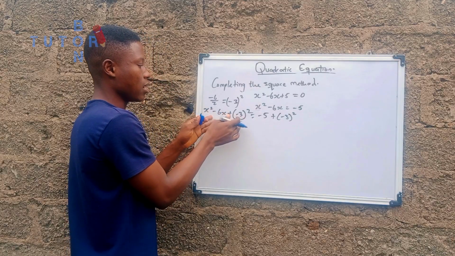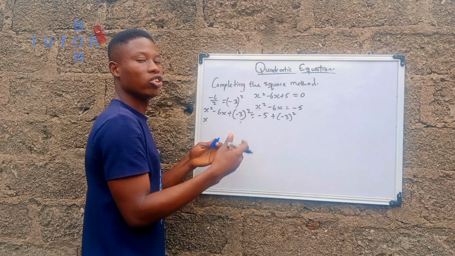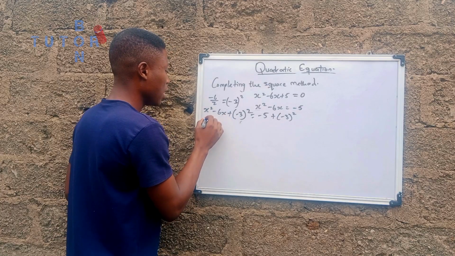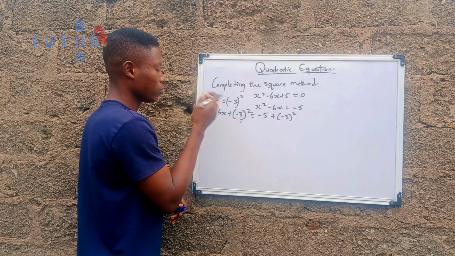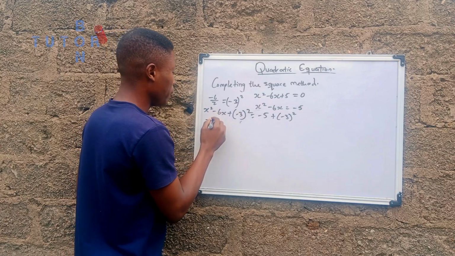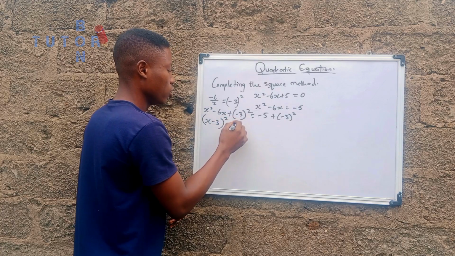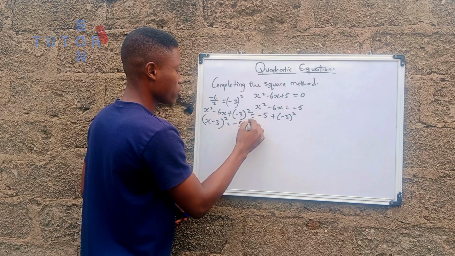Remember I said this is an example of a perfect square. That is, if you pick this and this alone and you're trying to expand it, you'll be having the whole equation. So I'll be having x minus 3, everything squared, equals, then I'm to expand this, -5 + 9.